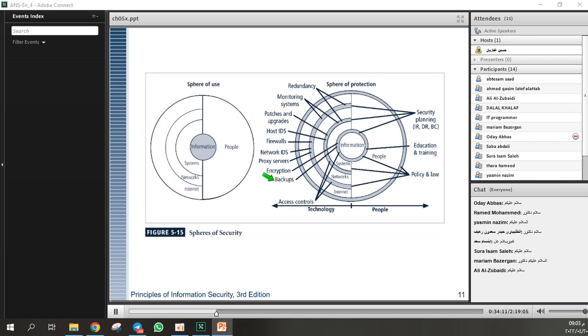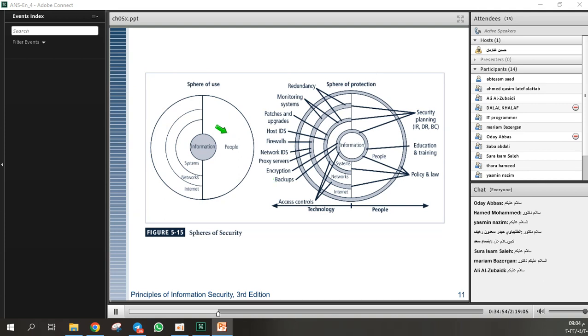In the left half, I can see there are several layers, at least 3 layers: systems, network, and internet. And in each of those layers, the relation between those layers, you can use different strategies.